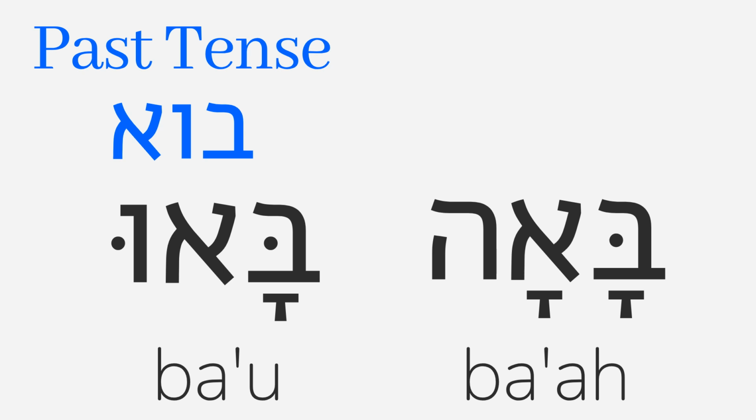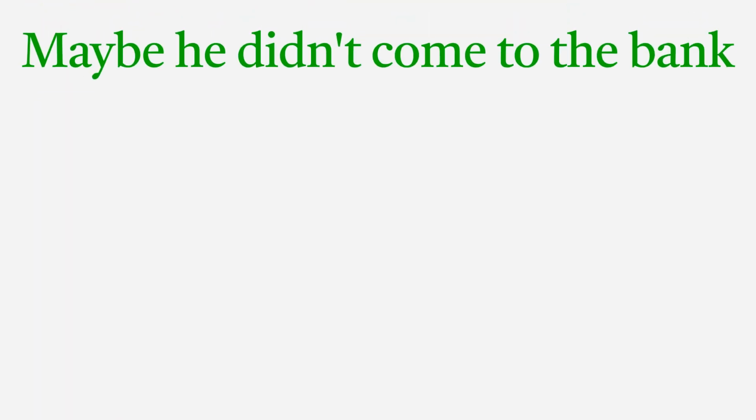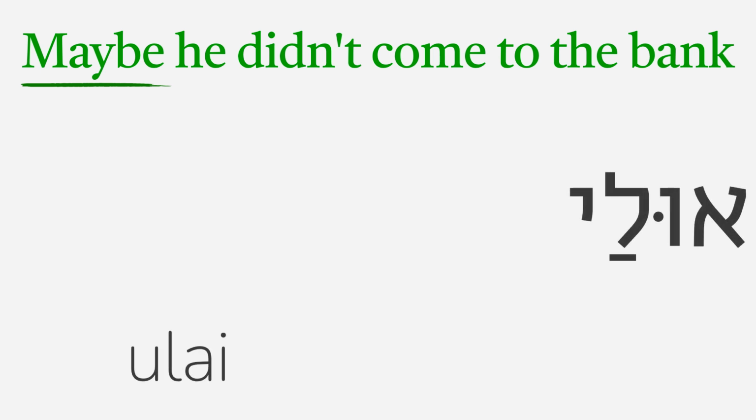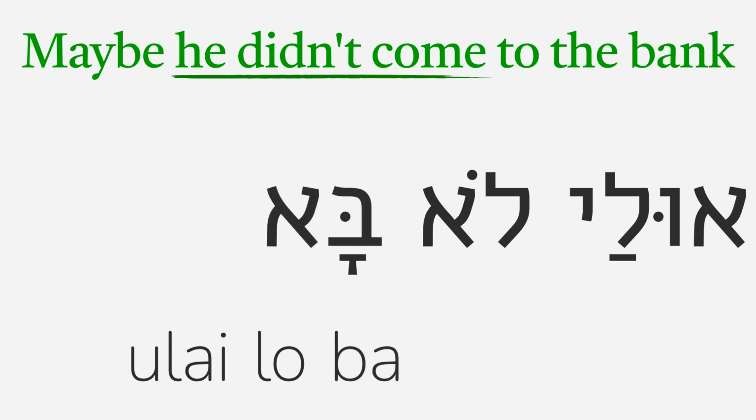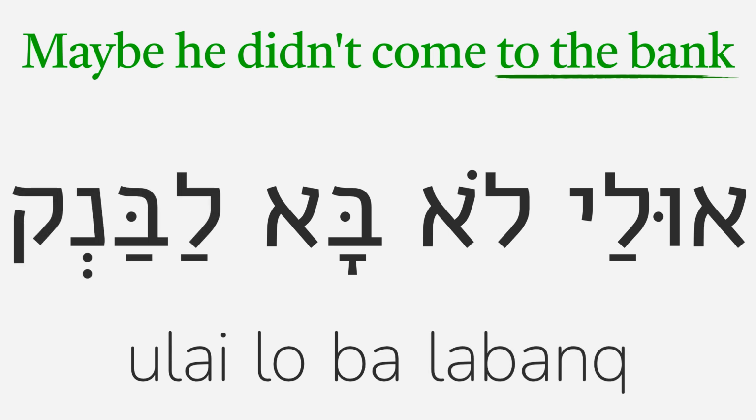Let's say maybe he didn't come to the bank. Maybe is ulai, and he didn't come will be lo, not, with the verb ba, he came in the past tense. To the bank is la banque. Ulai lo ba la banque. Maybe he didn't come to the bank. Ulai lo ba la banque.